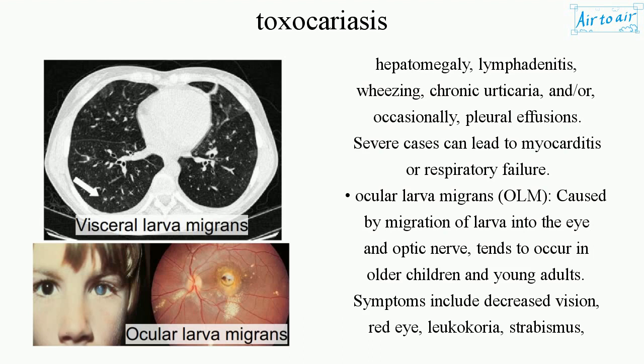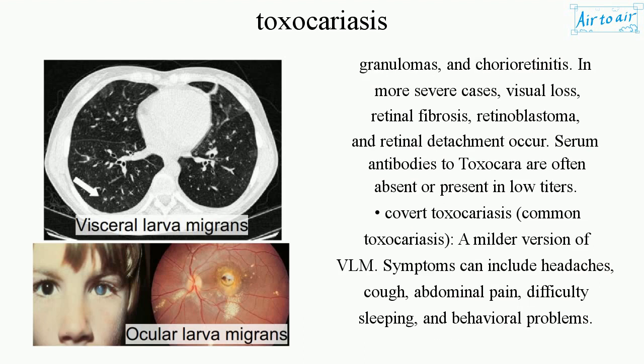Ocular larva migrans, OLM, caused by migration of larva into the eye and optic nerve, tends to occur in older children and young adults. Symptoms include decreased vision, red eye, leukocytosis, strabismus, granulomas, and chorioretinitis. In more severe cases, visual loss, retinal fibrosis, retinoblastoma, and retinal detachment occur.